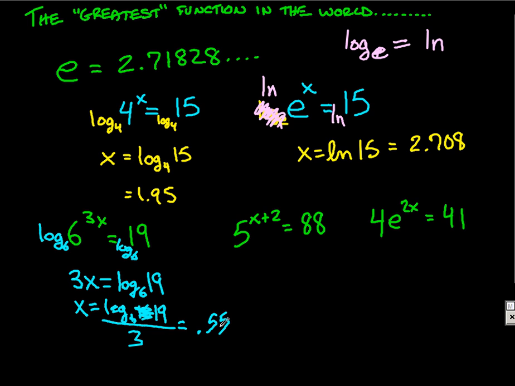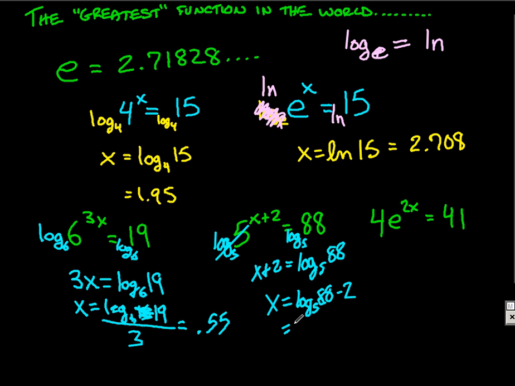For the next one, same thing. I need to take a log of both sides. In both cases, it'll be log base 5 of both sides. That leaves me with x plus 2, because those will cancel out, and it'll equal whatever log base 5 of 88 is. To get x by itself, I need to subtract 2. So log base 5 of 88, and then subtract 2 from both sides. Type that in your calculator: log 88 divided by log of 5, and then subtract 2 from that answer, and I should get 0.782.